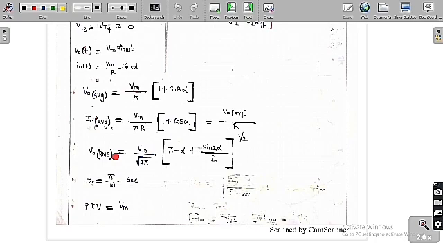And V naught RMS is equal to, as I already told you, the square root of 1 by 2 pi into 2 times the integration from alpha to pi of Vm sin theta whole square d theta.